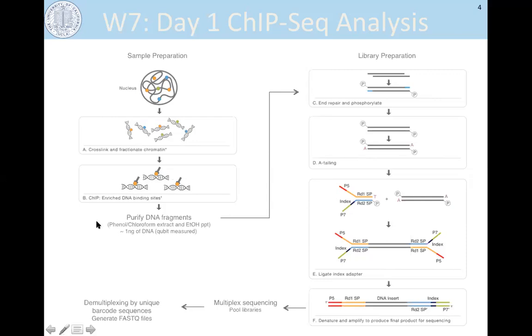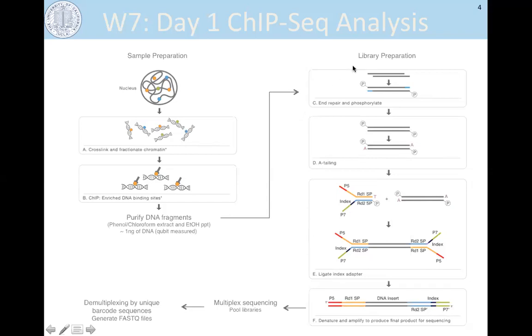And then that way you can enrich for DNA fragments that are associated with this antigen that you want to look at. So then you want to purify the DNA fragments. First you want to reverse cross-link, and then you phenol-chloroform extract and ethanol precipitate the DNA fragments. And from this, you want to have about 1 nanogram of ChIP DNA, and it's typically measured by Qubit, which uses a dye that binds DNA, and use that ChIP DNA to construct libraries.